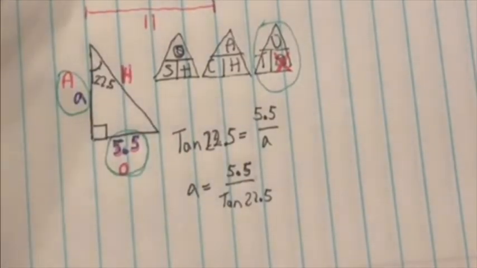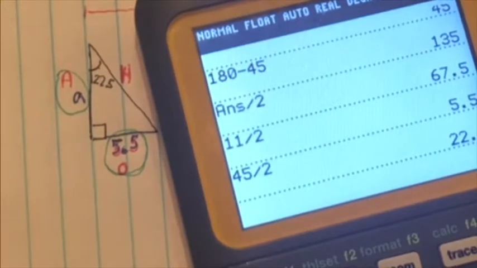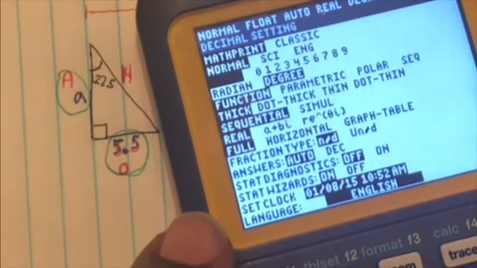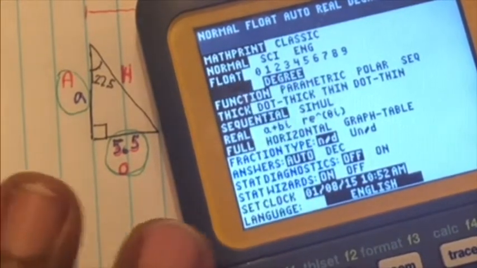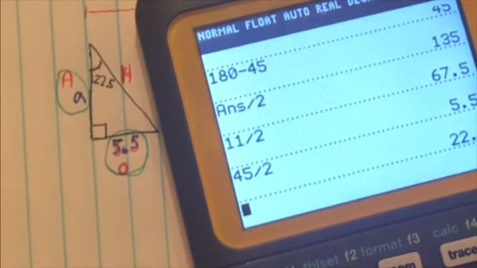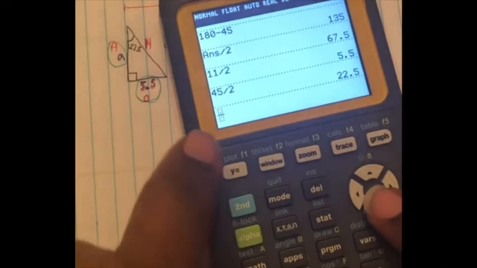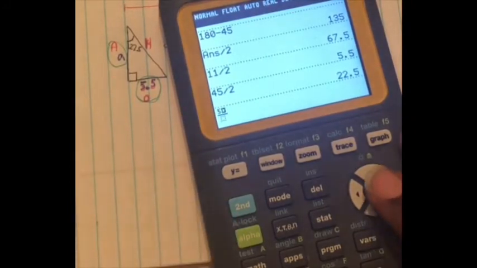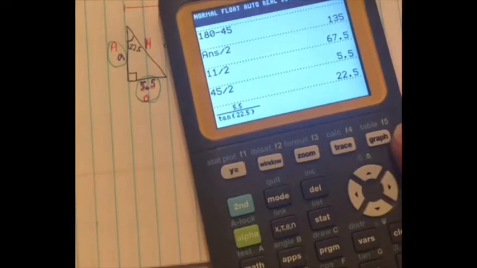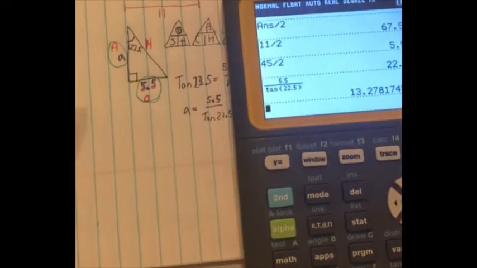Now this is something that you should do in the calculator. Now your calculator needs to be in the right mode. If you look, mine is in degrees because I'm a boss, all right? So I am going to use the function that lets me put the actual fraction in the calculator. 5.5 over tan 22.5. Let the calculator do all that hard work, and ooh, look at that.